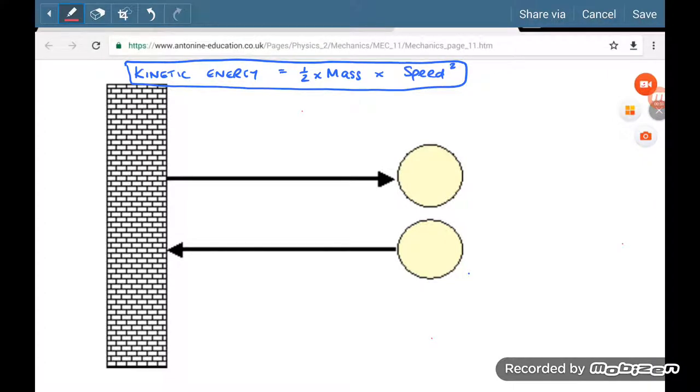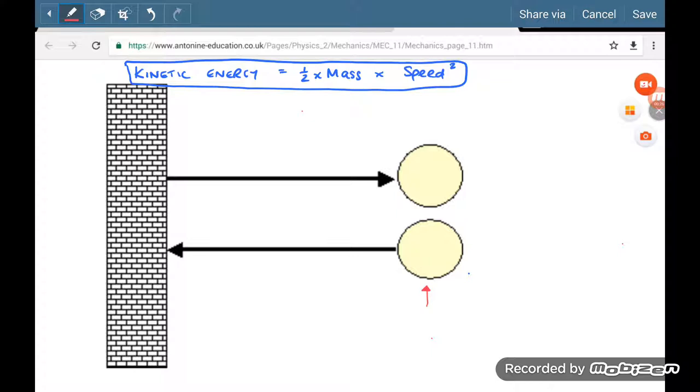This is a quick explanation to help go with the task, just to check that everyone knows exactly what happened when we did our experiment. And I fully understand if it's a bit tricky, but let's work our way through it and just check that you understand. So we had a ball here, and it had a certain kinetic energy when we threw it against the wall. That kinetic energy was dictated by half the mass times the speed squared.